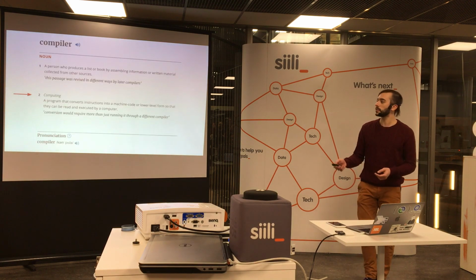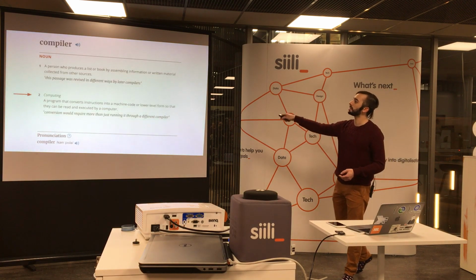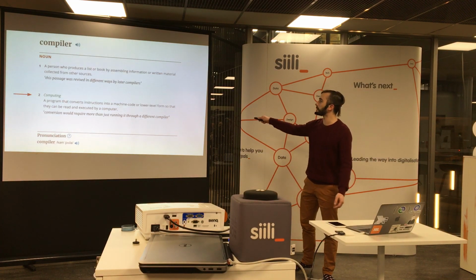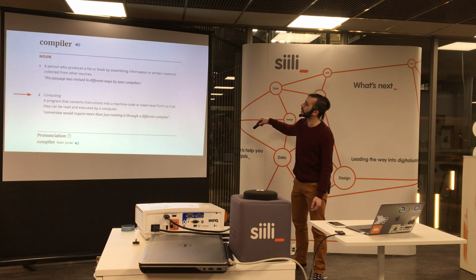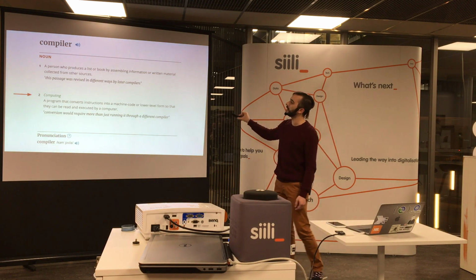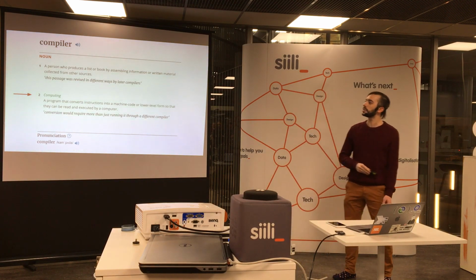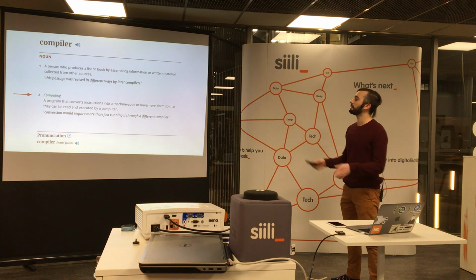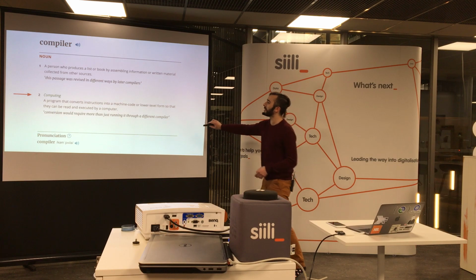Oh yeah, sorry, I almost forgot this. Sorry, Rich. So what's a compiler? I cannot have a Clojure talk without the vocabulary thing. All right, so the first definition sounds kind of medieval, right? It's a person who produces a list or book by assembling information or written material. No, it's not that. I think this is the right definition, right?